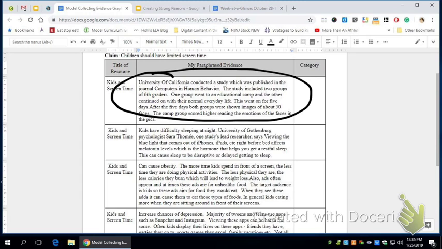skills? Okay, so this right here, if you notice on the right-hand side, I added a column called category. And this is where you're going to write your category. So this would fall into the category of social skills.